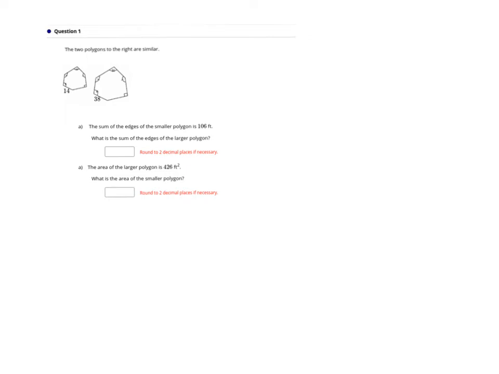Here we have the ratio similarity assignment, number 1. If the two polygons are similar, we have them shaped there. The sum of the edges of the smaller polygon is 106. What is the sum of the edges of the larger polygon?